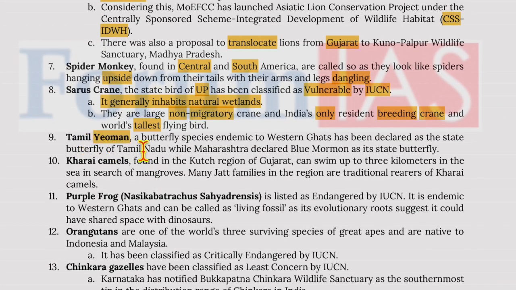Now, Tamil Yeoman is a butterfly species endemic to the Western Ghats and has been declared the state butterfly of Tamil Nadu, while Maharashtra declared Blue Mormon as its state butterfly. Now, moving on to Kharai camels. They are found in the Kutch region of Gujarat and can swim up to 3 kilometers in seas in search of mangroves. Many Jat families in the region are traditional rearers of Kharai camels.